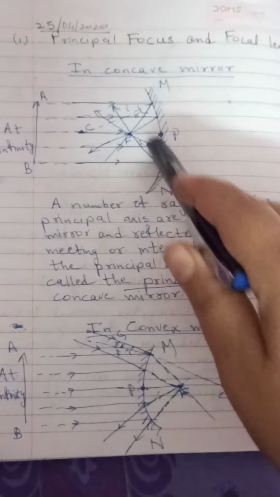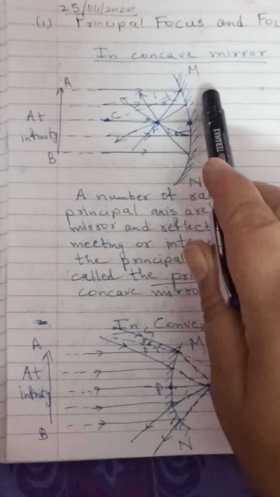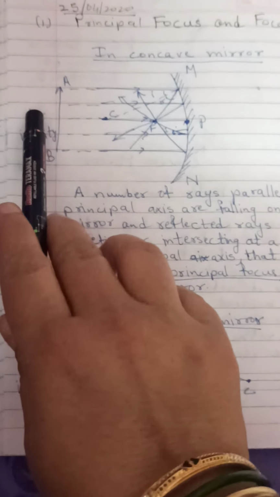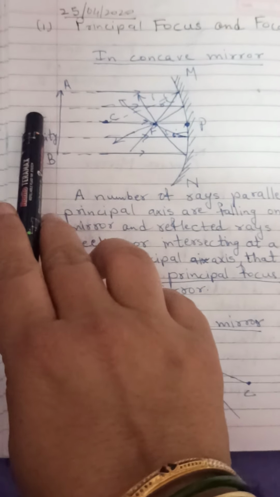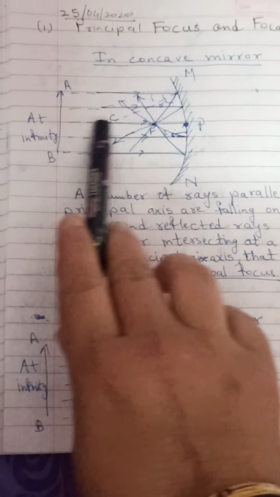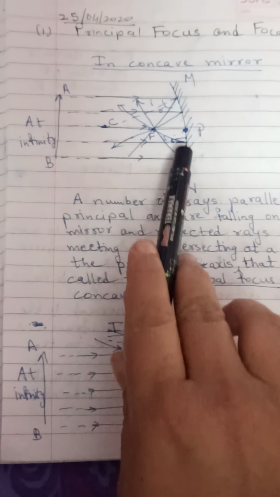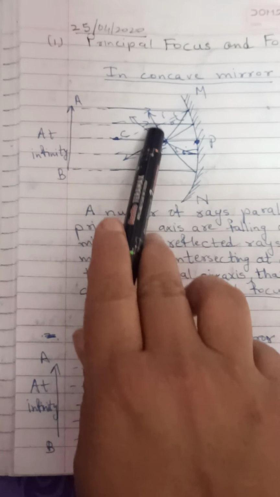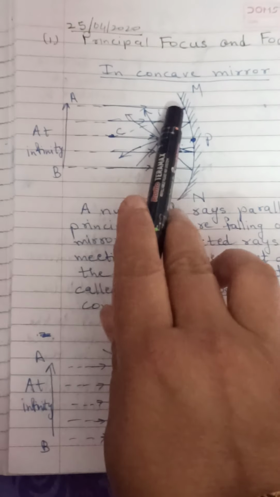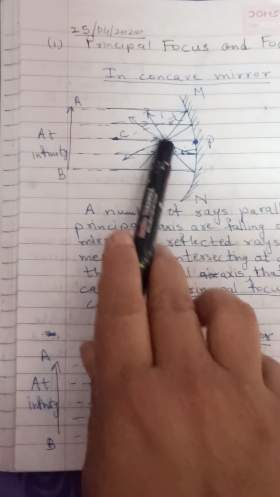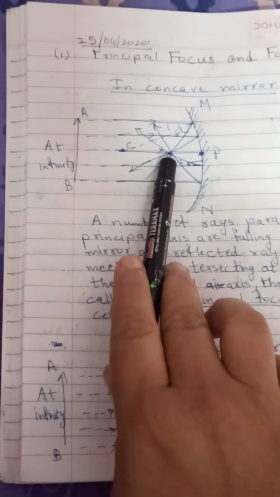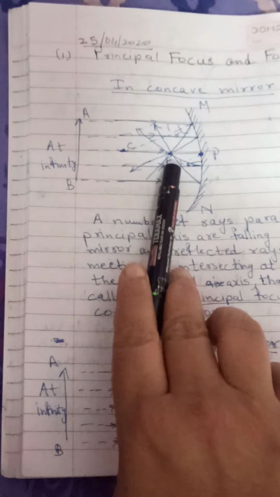one mirror is there, that is a concave mirror MN. MN is the concave mirror. Here we are assuming the image is at infinity. The rays are coming from infinity, and after reflection the rays are passing through the same point. After reflection they are intersecting, or we can say meeting at the same point, that is called the focus.